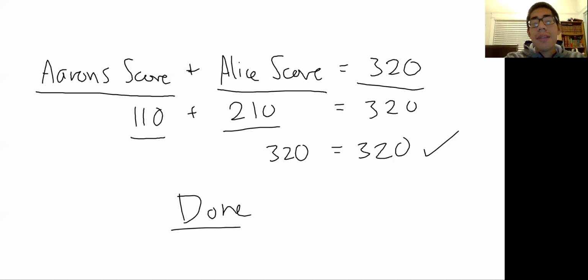If we add them together, we should get 320. And if we add them together on the calculator, we get 320. Okay, we're done. We did the problem correct. Good job.